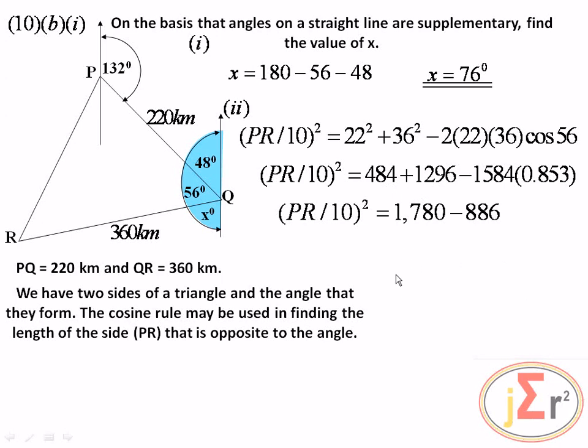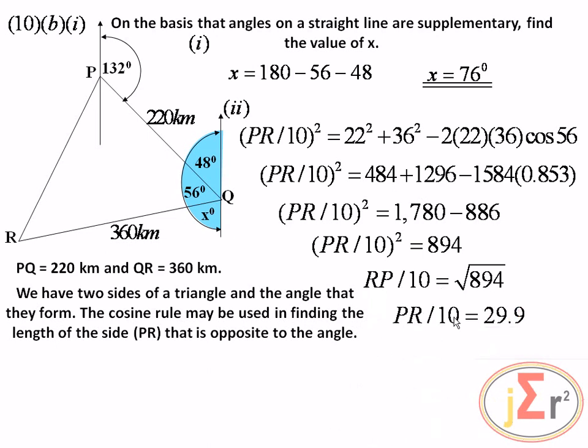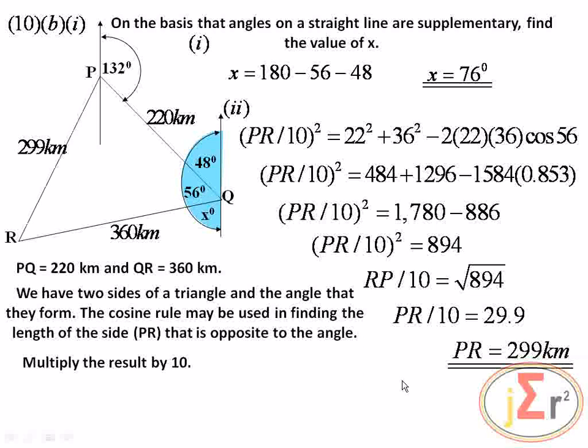Then finally, PR over 10 all squared is equal to 894. So we find the square root of 894 and the result is 29.9. But that is equal to PR over 10 because we have divided everything by 10 when we are doing the entire calculation. At the end we will multiply by 10 again. So multiply the result by 10, we get 299 kilometers, and that is what PR is equal to.